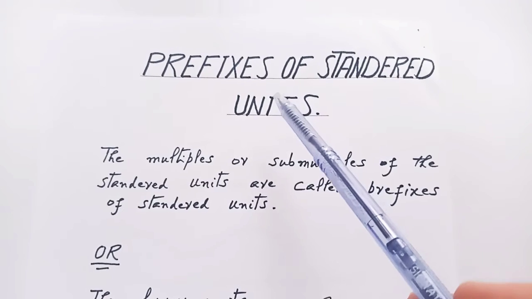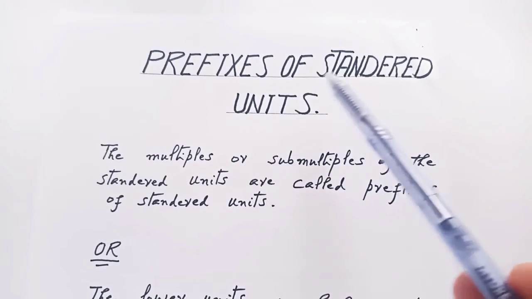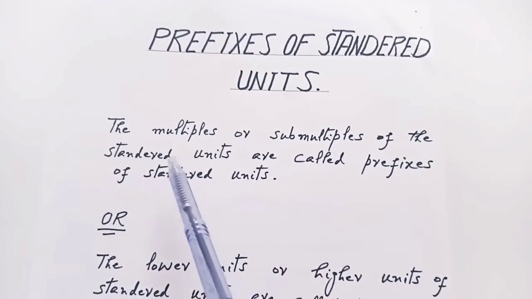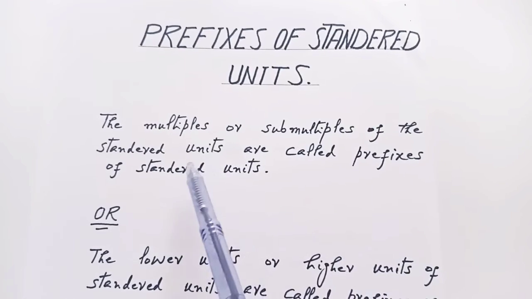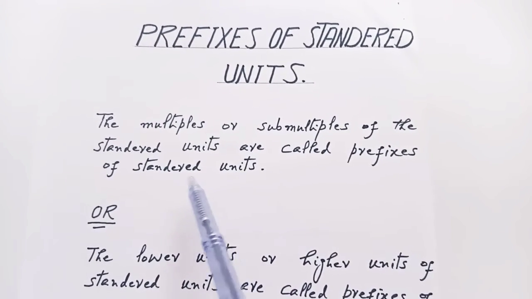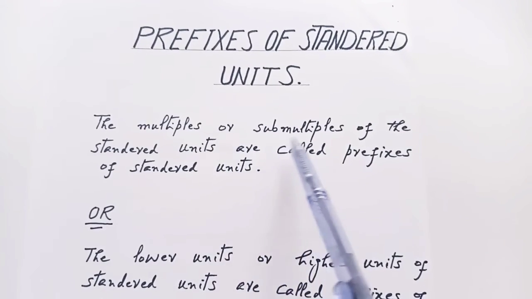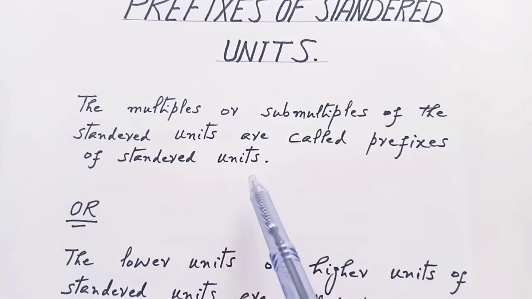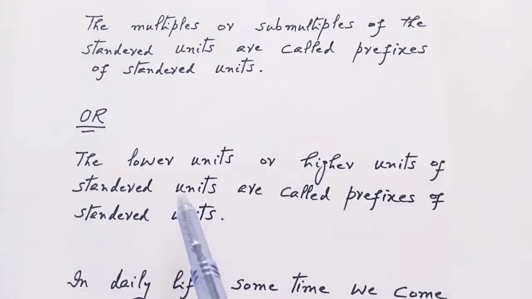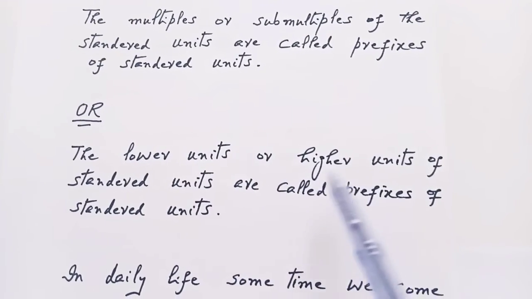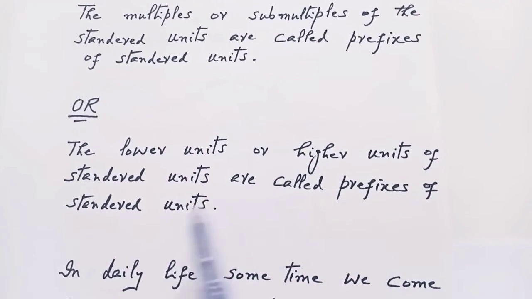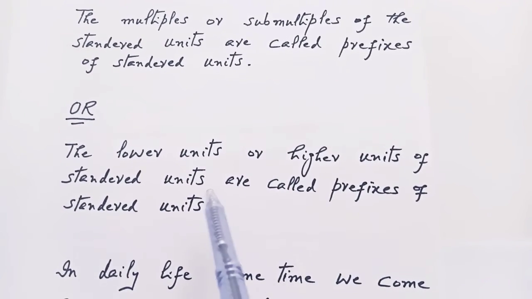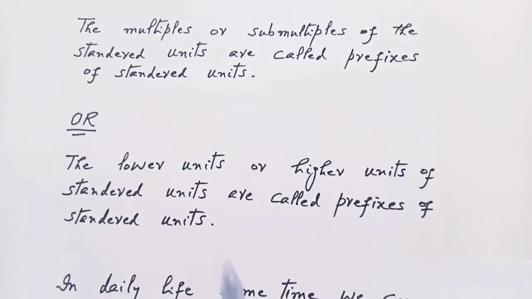So our today's lecture is prefixes of standard units. This is the title. The multiples or submultiples of standard units are called prefixes of the standard units. Or the other definition, that is, the lower units or higher units of standard units are called prefixes of the standard units.